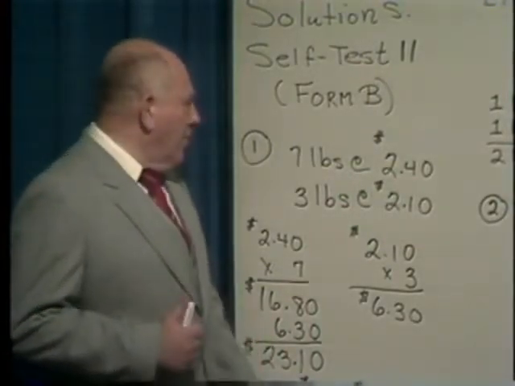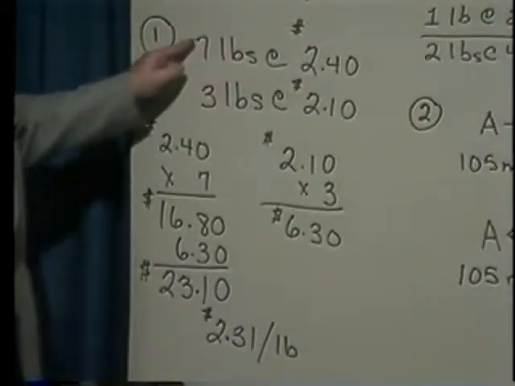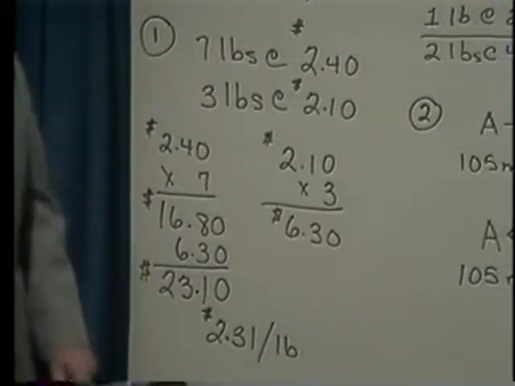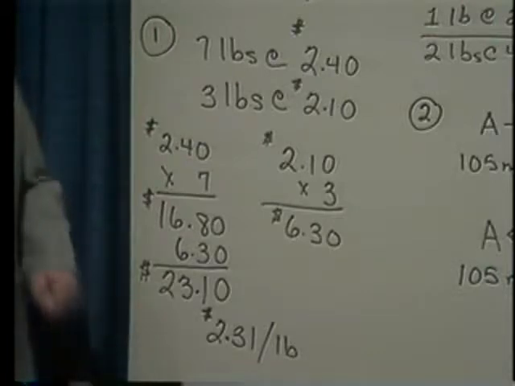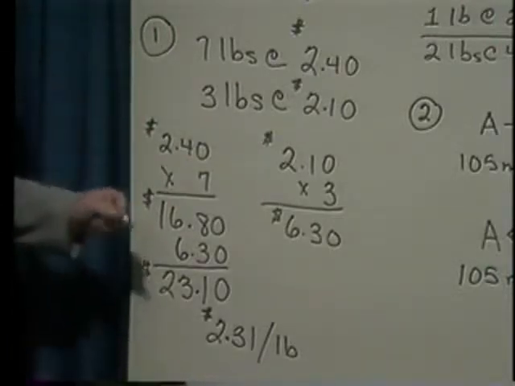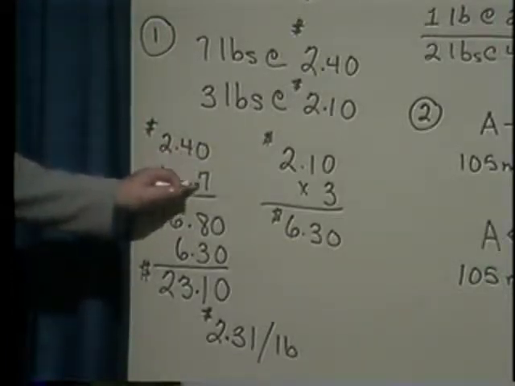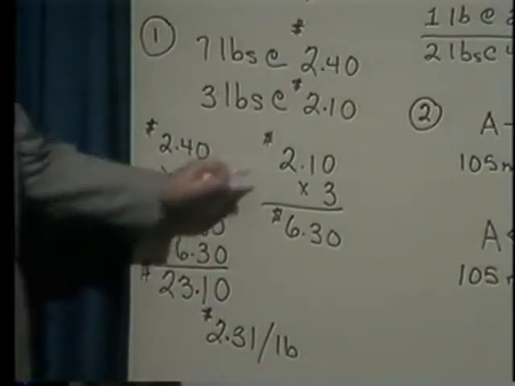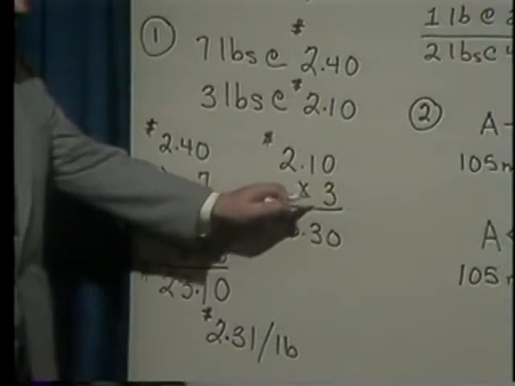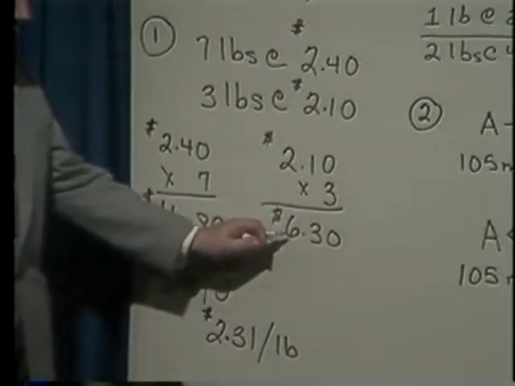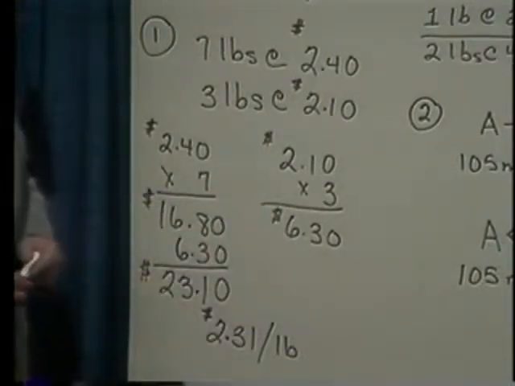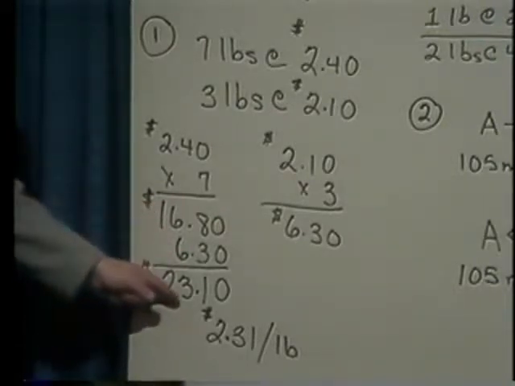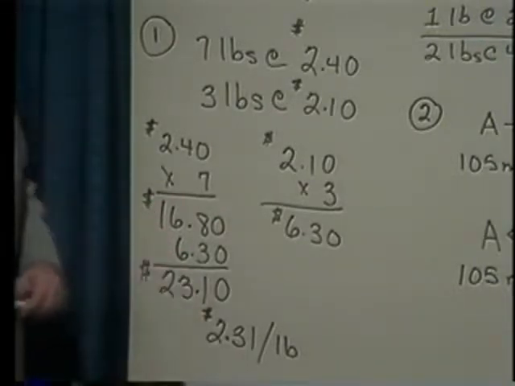But you see, what happened over here is we weren't working the same number of pounds at each rate, so we shouldn't expect that answer. Or we should expect it, but we're not going to get it. The idea is this. At $2.40 a pound, 7 pounds are going to cost us $16.80. At $2.10 a pound, 3 pounds are going to cost us $6.30. So altogether, we're paying $16.80 and $6.30. That's a total of $23.10.